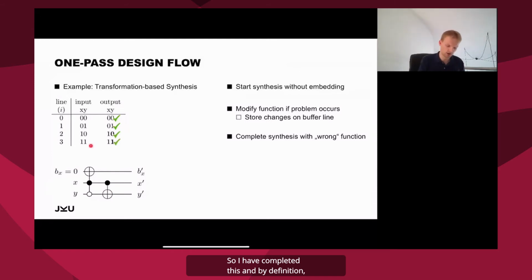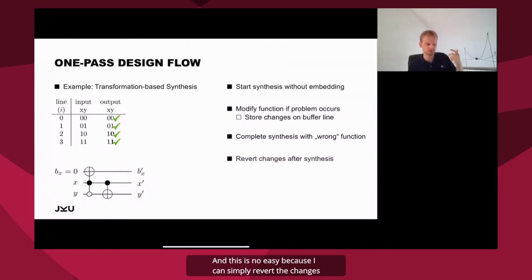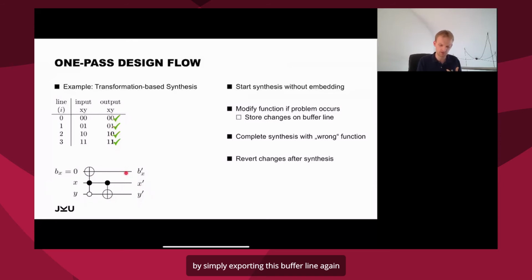And by definition, I also have completed this one here as well. So bottom line, this circuit here now realizes my function, but it realizes the function which I have modified before. And as said, of course, I wanted to realize the intended function, so I have to undo what I've done here before. And this is now easy because I can simply revert the changes I did to the function after synthesis by simply exploiting this buffer line again.